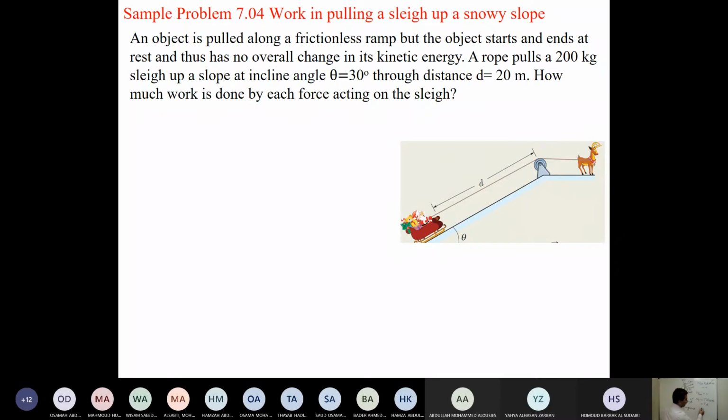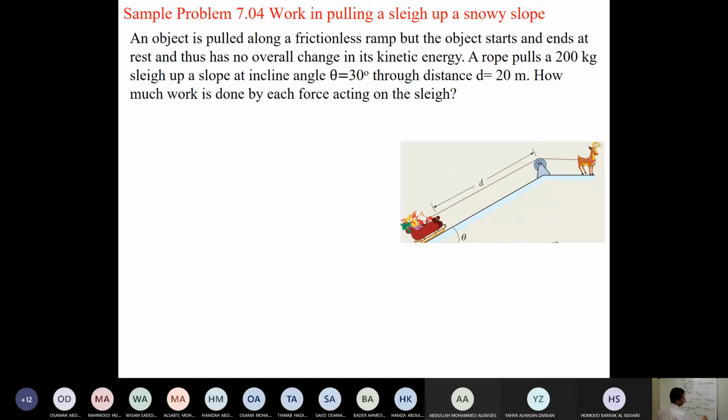Once you know that, you put in mg sine theta times d. Mass is known, g is constant, theta is known, d is given. So all these things are known, and we can determine the work done by the tension force. Another thing is that we need to determine the work done by mg sine theta itself.